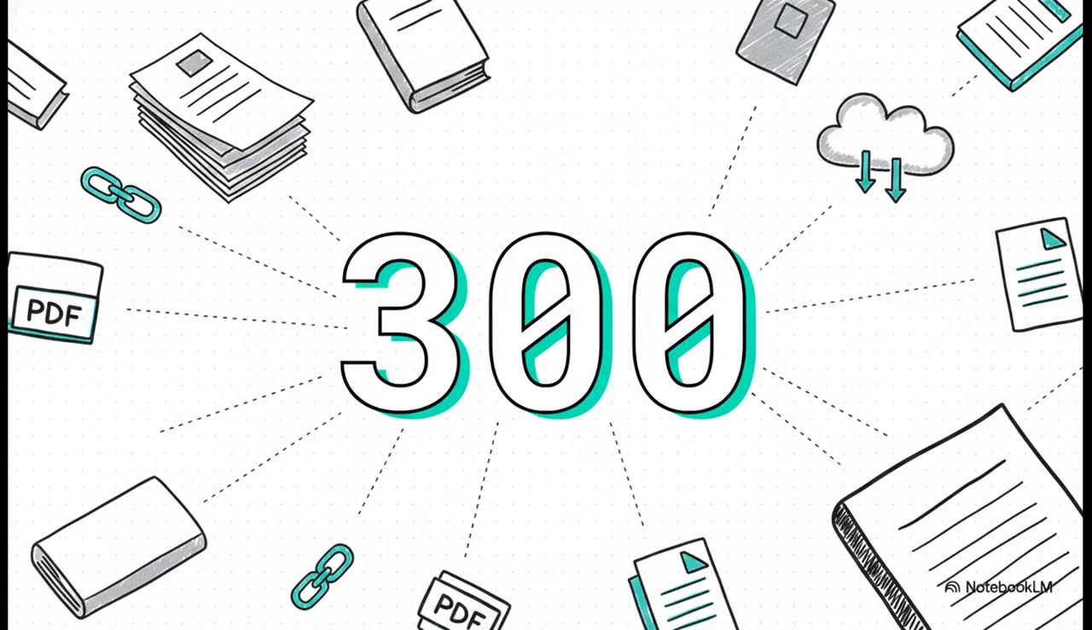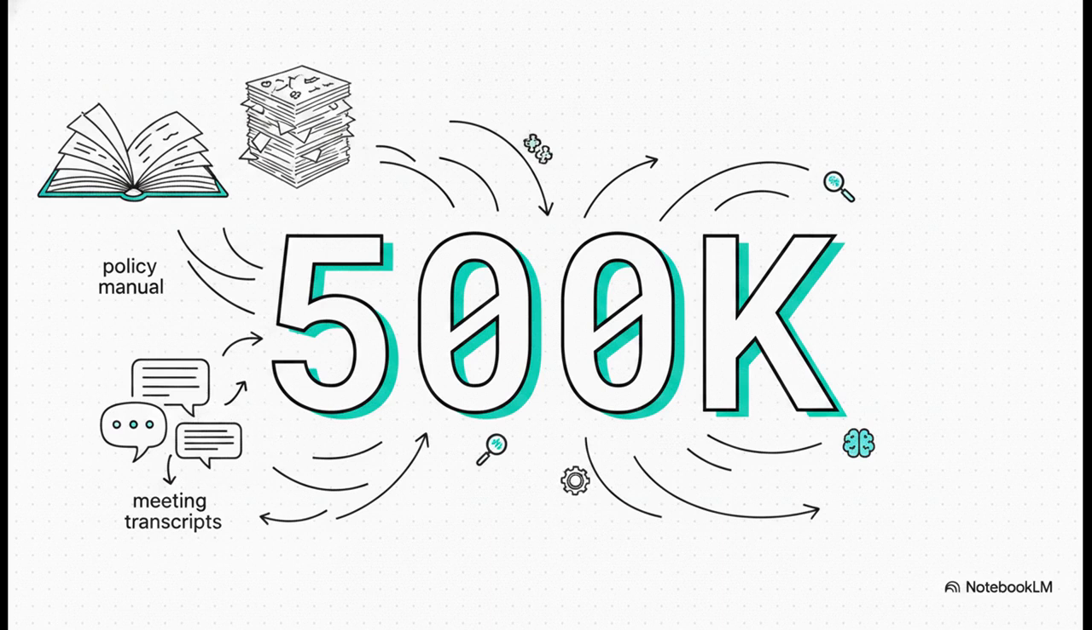Picture that incredibly messy, chaotic folder on your desktop labeled Research. You can literally take all those varied texts, PDFs, and links and organize them into one cohesive brain in seconds. But hey, it's not just about the sheer number of files. It's about the incredible depth hidden inside them. Because each one of those 300 individual sources can contain up to 500,000 words.